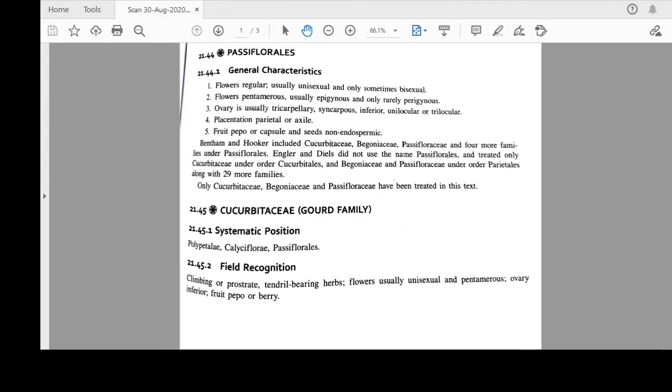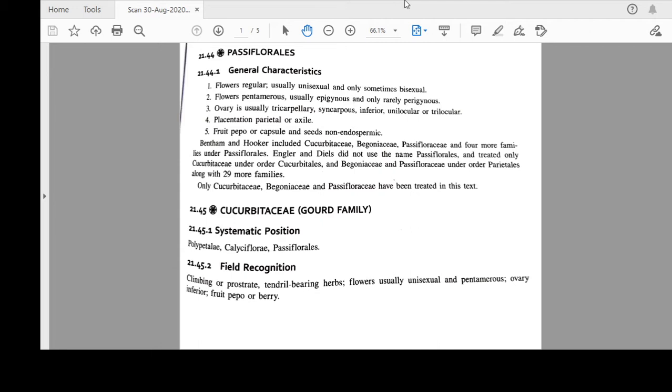Today we will discuss family Cucurbitaceae, or the gourd family, which is of very much economic importance because of the vegetables provided by members of this family to mankind. Cucurbitaceae comes under order Passiflorales.